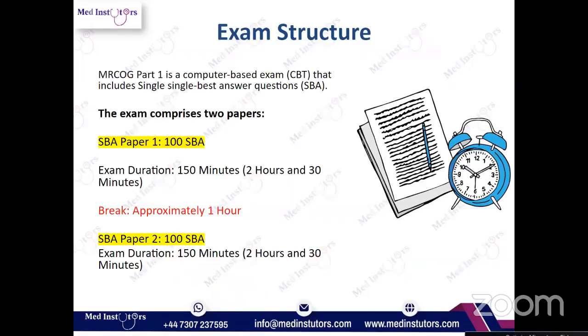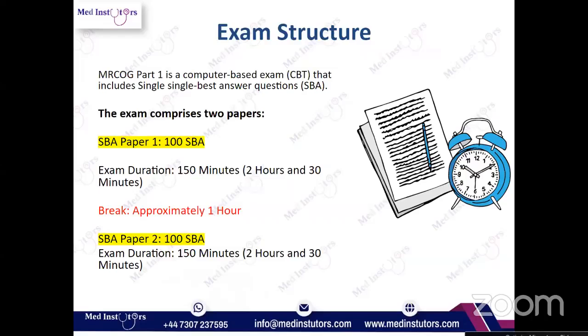Okay, what is the exam structure for MRCOG Part 1, which is your theory-based exam? It is a computer-based exam that includes single best answer questions. The exam comprises 2 papers. One is your paper 1 and the other is paper 2. And each paper has 100 questions.